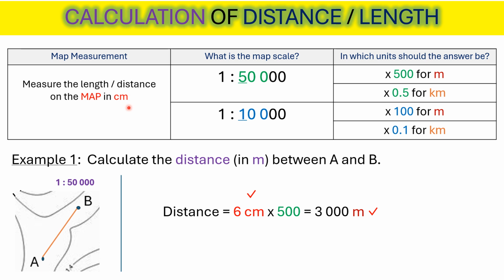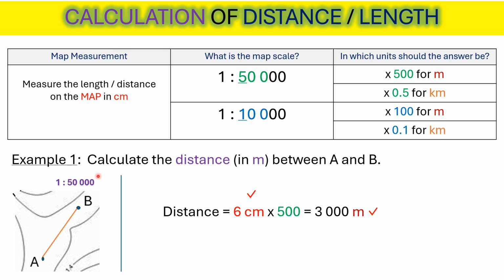So, number 1, measure the distance on the map in centimeters. Number 2, establish what the scale of the map is, and that can be either 1:50,000 or the 1:10,000 scale. And then lastly, establish in which units the answer needs to be. In other words, must the answer be in meters or should the answer be written in kilometers?